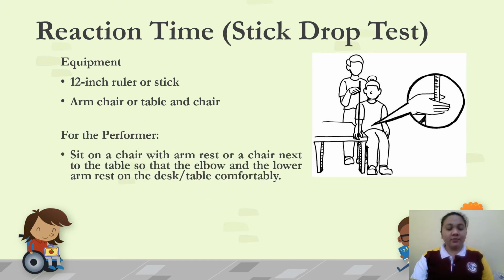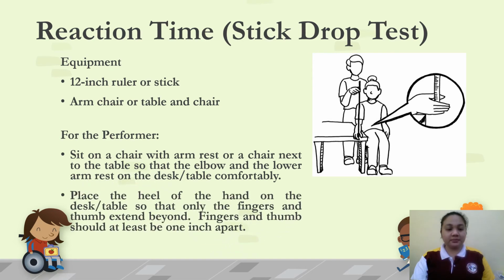So for the performer, sit on a chair with armrest next to the table so that the elbow and the lower arm rest on the desk or table comfortably. Place the heel of the hand on the desk or table so that only the fingers and thumb extend beyond. Fingers and thumb should at least be 1 inch apart.